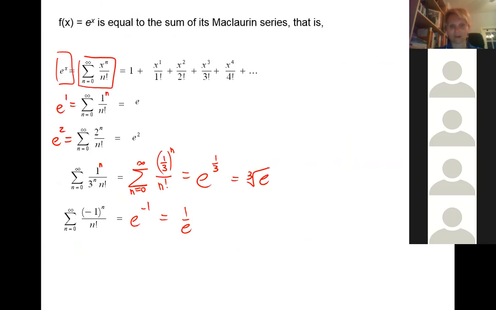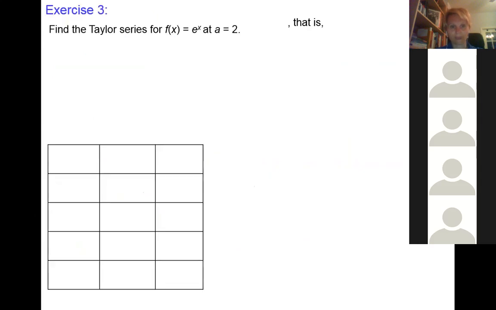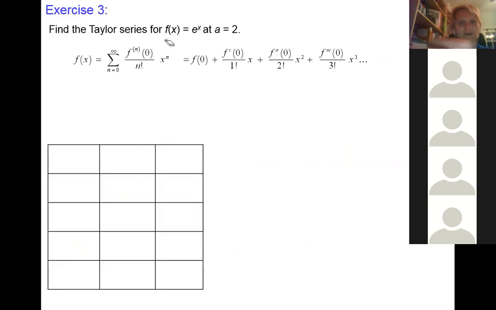Okay, let's learn another one. Find the Taylor series for the function e to the x, but not at 0, because at 0 was the Maclaurin one, at 2. That means, what will be the nth derivative of e to the x at 2? Because that's what we need. This is supposed to be 2, and this is supposed to be x minus 2 to the power of n.